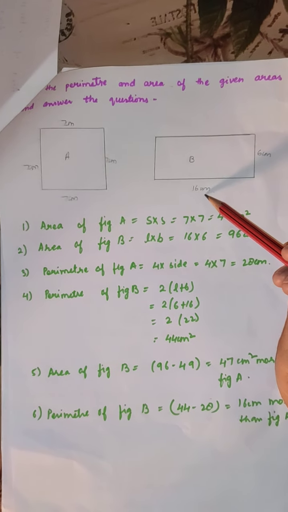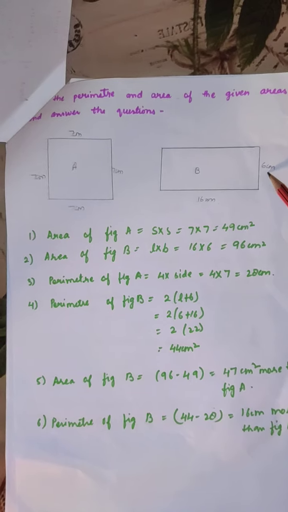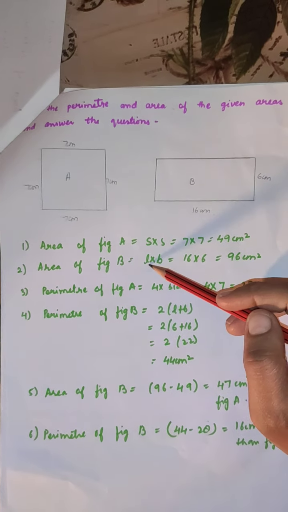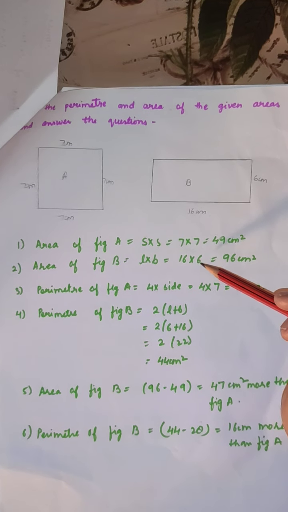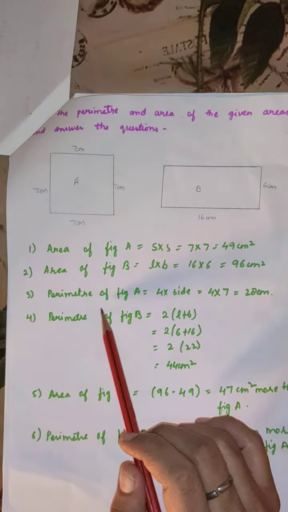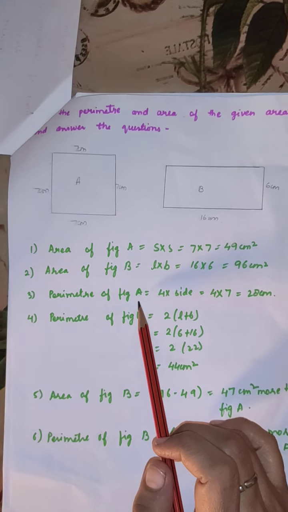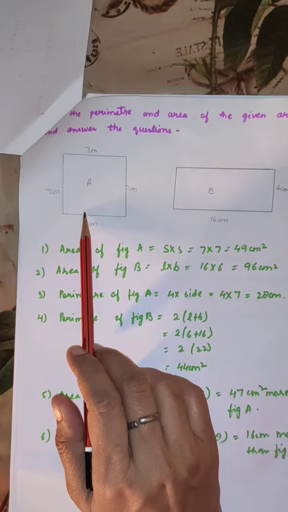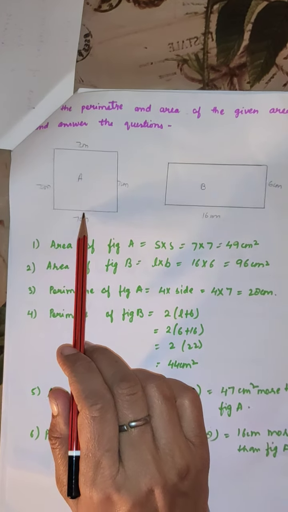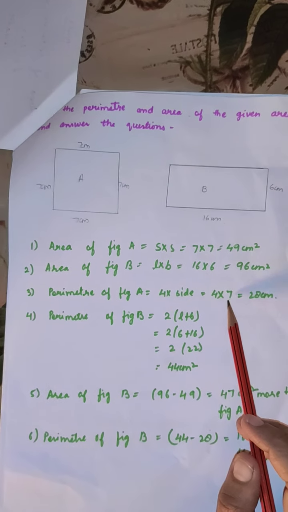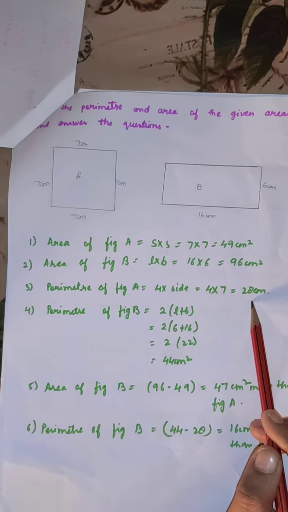Area of figure B: this is 16 centimeter, this is 6 centimeter. Area of a rectangle is length into breadth. Then 16 into 6 is 96 centimeter square. Now you have to find out the perimeter. Perimeter of figure A: the perimeter of a square is 4 into side. Side is 7 centimeter. 4 into 7 is 28 centimeter.